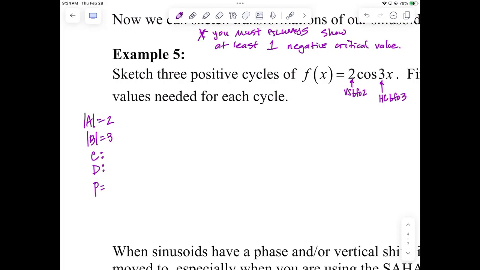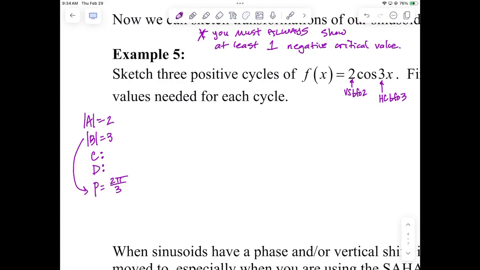Now, once you find B, let's jump down to P. P is 2 pi over the absolute value of B. So what's the new period? What's 2 pi over B if B is 3? 2 pi over 3. What's the new period of this graph? Someone can just say it out loud. I'm circling. 2 pi over 3. It's 2 pi thirds.